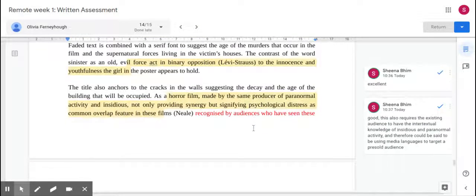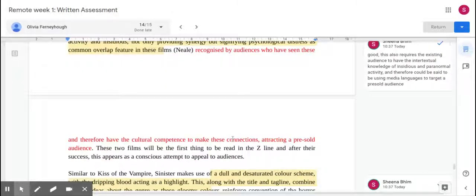Next, we come to, as a horror film made by the same producer of Paranormal Activity and Insidious, this provides synergy, so we let those two texts work together to amplify the audience response, and it has to be recognised by audience who've seen both of those films, or at least seen both those ad campaigns. So therefore, we have the audience who saw Paranormal Activity and Insidious, enjoyed it and want to see more of it. But then we also have the audience who perhaps saw the ad campaigns for those films and knows to stay away from them. So we do have quite a loyal audience, but we also have an audience of people who would avoid that film.